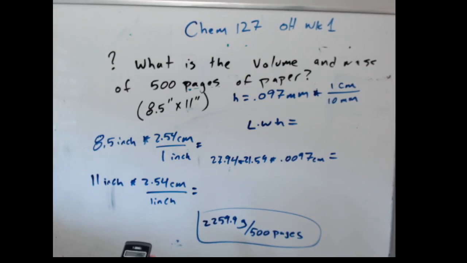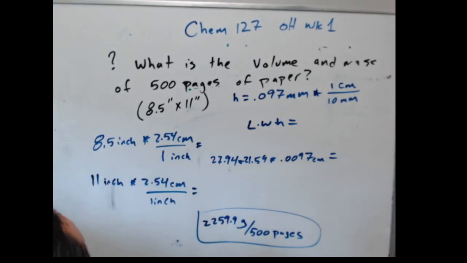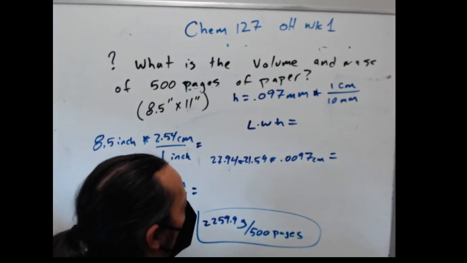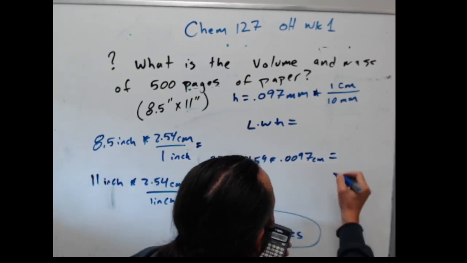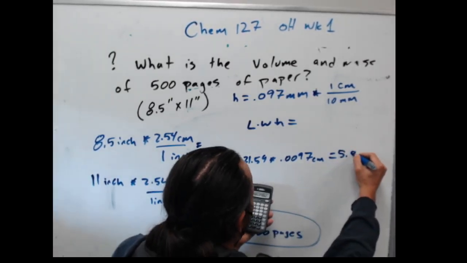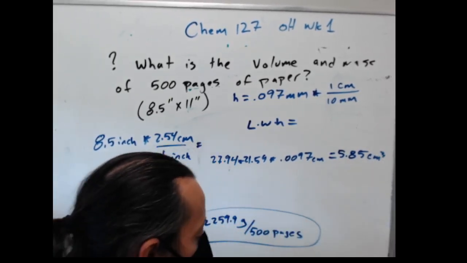27.94 times 21.59 times 0.0097. And we get, this can't be right. Oh wait, no, this is totally right, okay. It's the volume of a single piece of paper. I was thinking of the whole 500-page stack. So we get 5.85 centimeters cubed. We get like 5 milliliters.